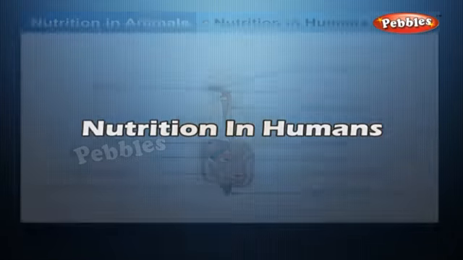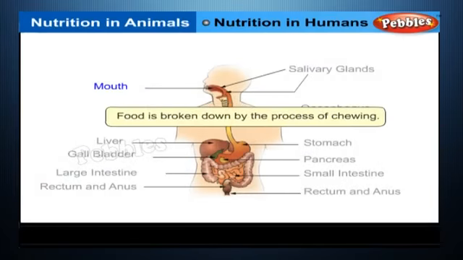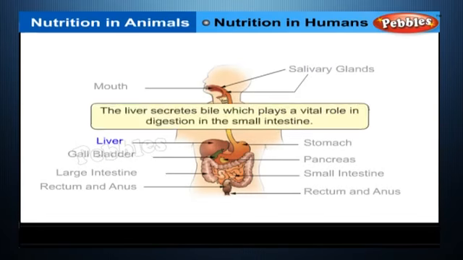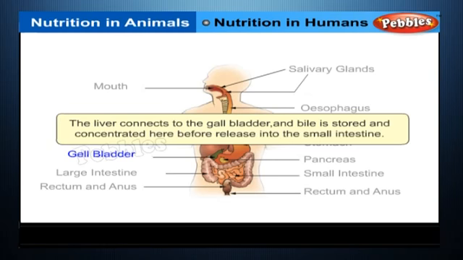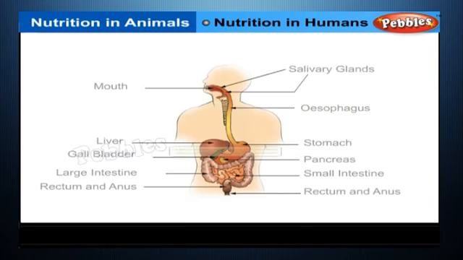Nutrition in humans. Mouth. Food is broken down by the process of chewing. Liver. The liver secretes bile, which plays a vital role in digestion in the small intestine. Gallbladder. The liver connects to the gallbladder and bile is stored and concentrated here before release into the small intestine.